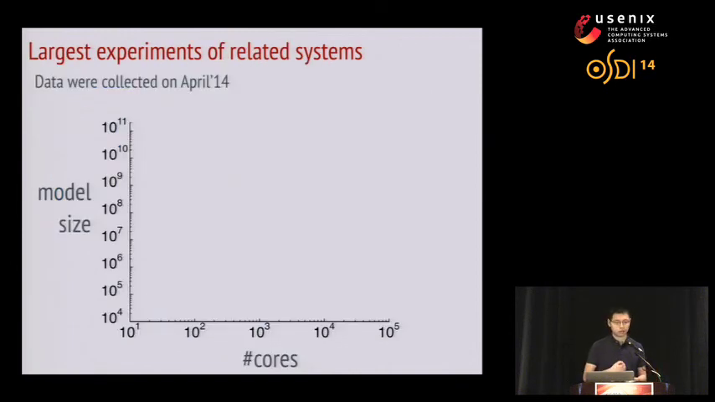Finally, I would like to briefly review the related systems. So we just compare the largest experiments they ran before. The x-axis is how many CPU cores have been used. The y-axis is the model size.